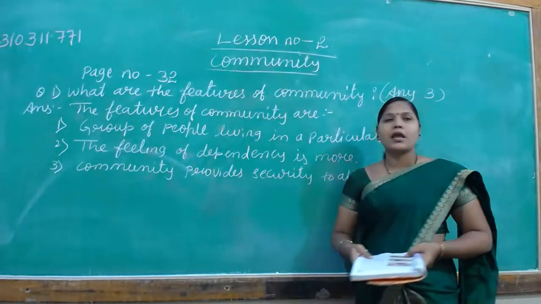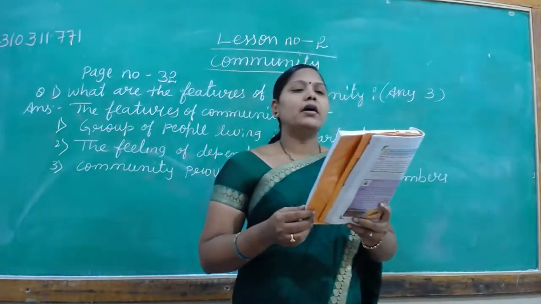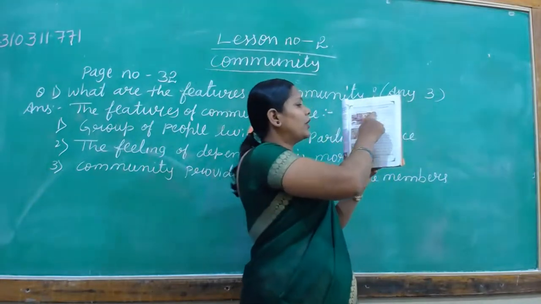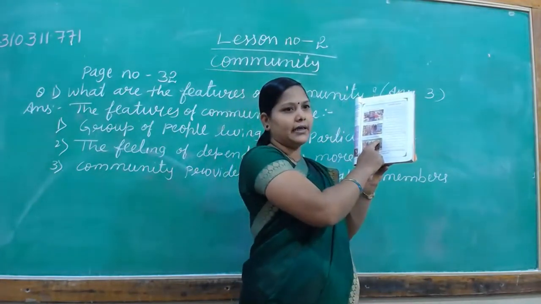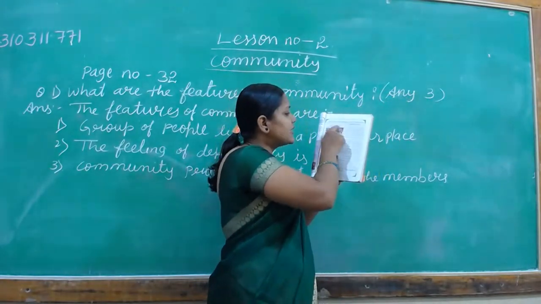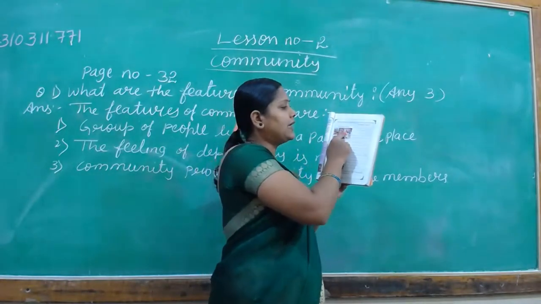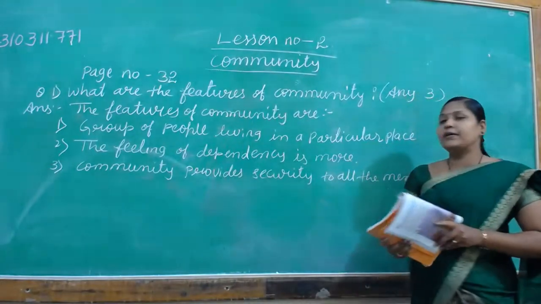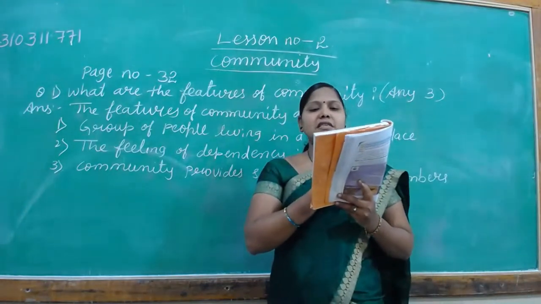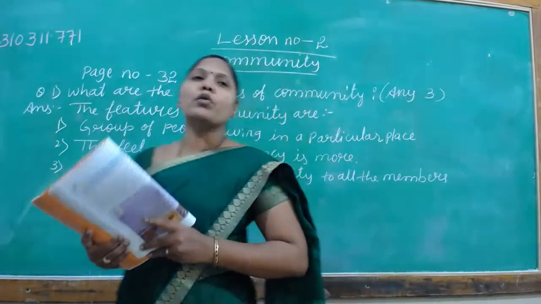Page number 33. Here, write the aspects identified by you in the pictures given. Here three are given: rural community, urban community, and tribal community. Three types of community are already given here, but you have to see the pictures and write what is there in the pictures. Identified aspect means, here first you have to write the activities. In the rural community, the people work in the field. We see small herds, blacksmith, poultry, etc. We see these in a rural community.